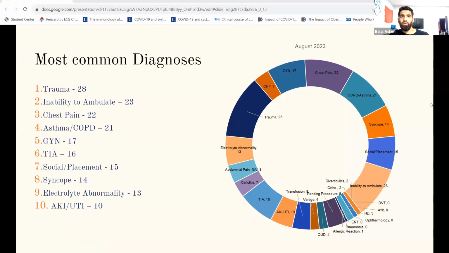This chart shows the most common diagnoses that were placed on our observation unit for the month of August. The most common one in August was actually trauma, and then inability to ambulate, chest pain, and asthma. Trauma just probably has to do with the fact that we see more traumatic injuries in the summer.